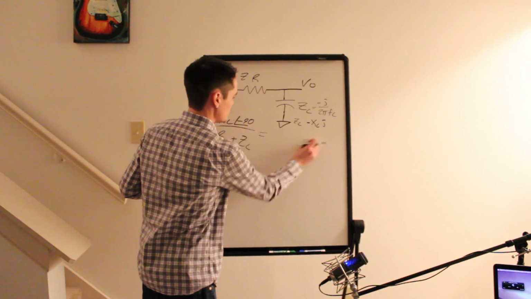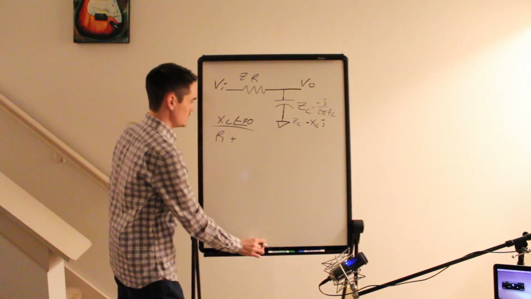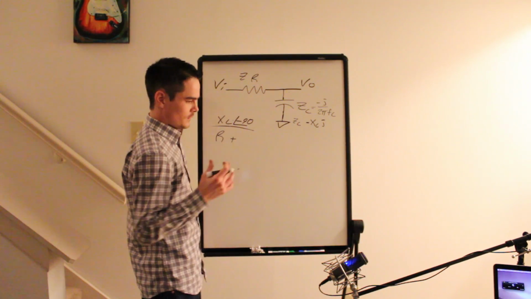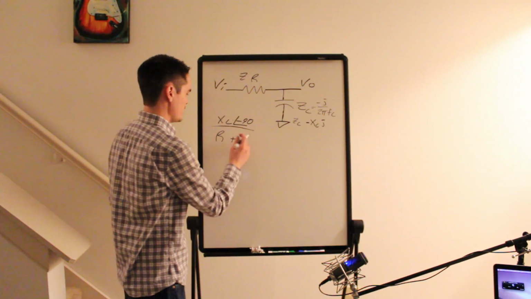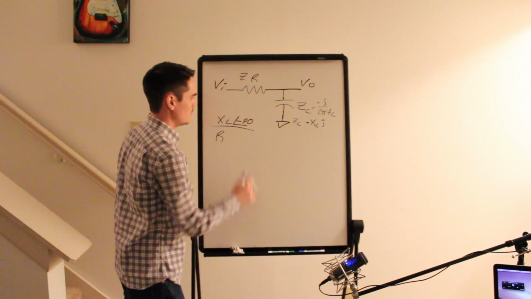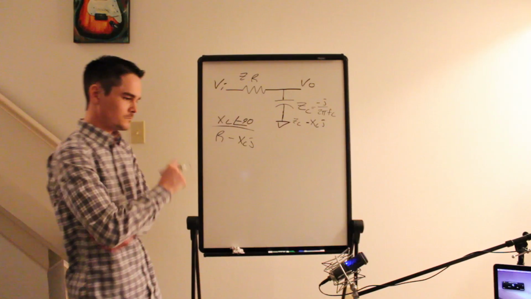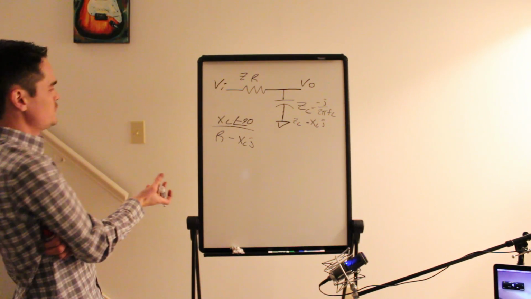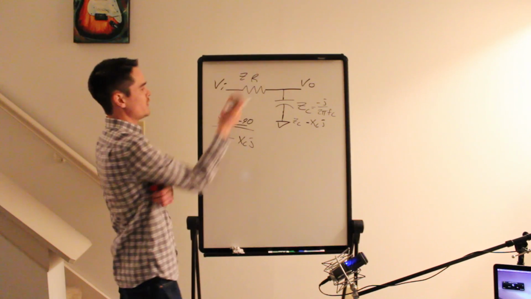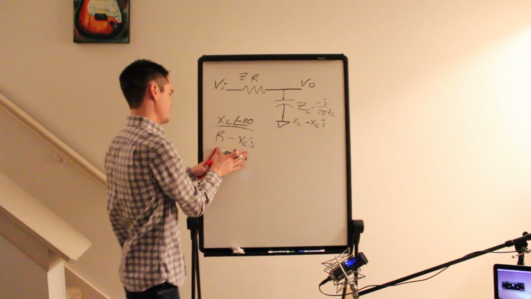And let's start simplifying this. Let's replace now the z of c with the actual reactants. So this is actually minus x of c j. This is interesting because what are we supposed to do with the j? How do we solve this again? Well, really, the j, you can't do anything with this.